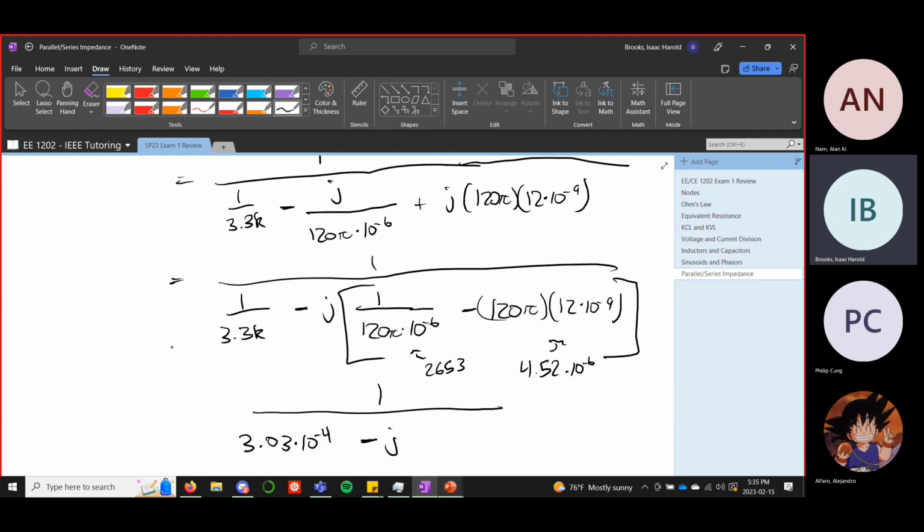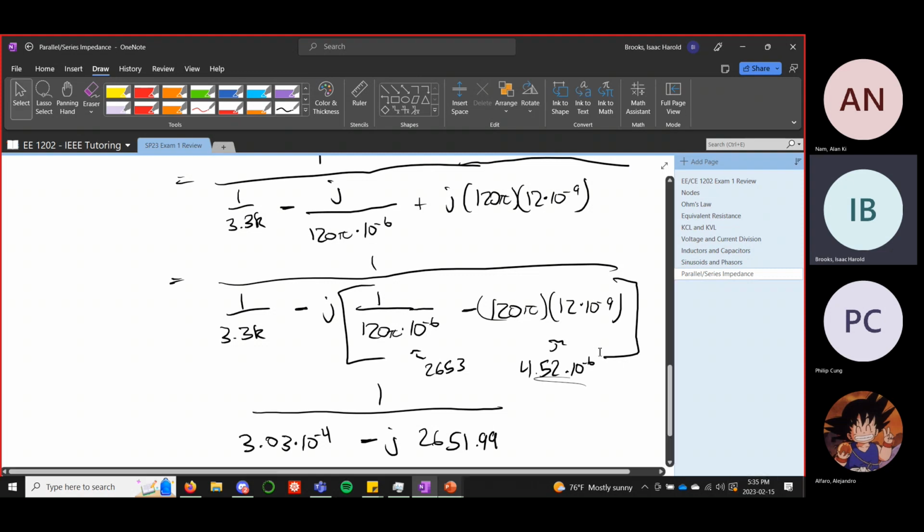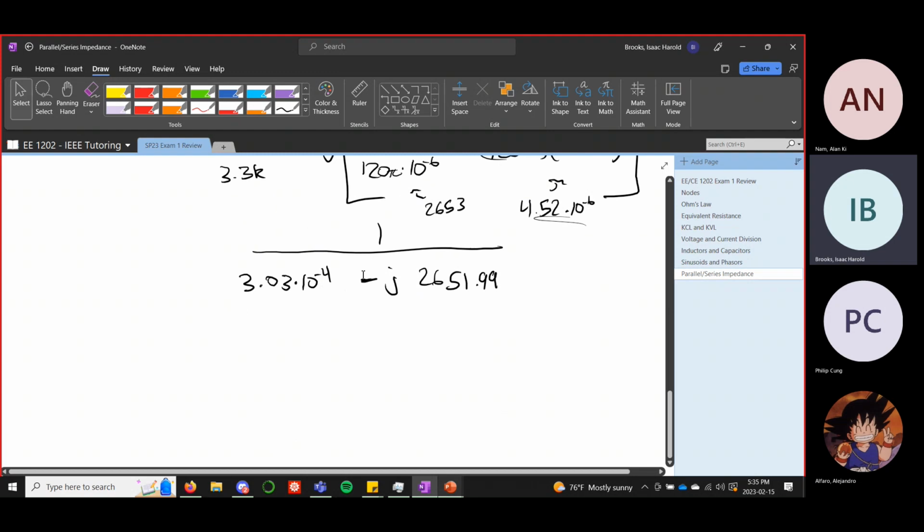Okay, so these two we can subtract them. This one is basically zero, but we can say 2652 minus the answer, and we get that this is about 2651.99. Okay, there's a whole lot of math in there, but if you use your calculator, which I think you're allowed, it's fine. Basically, the idea is to get it into a single rectangular form number before you do any of the polar business.